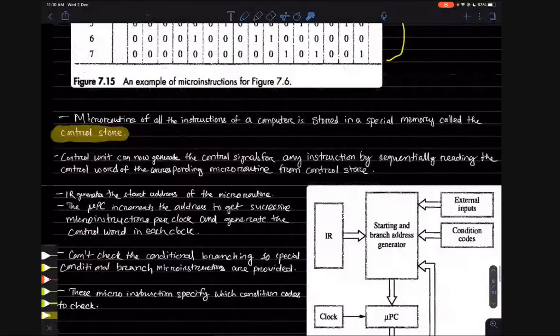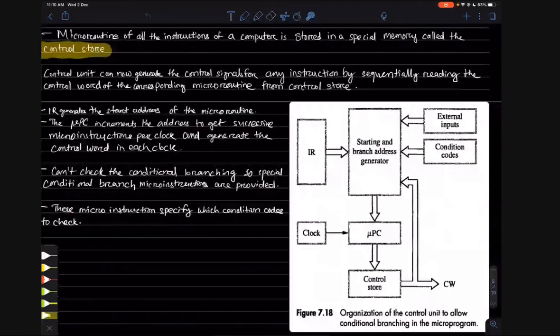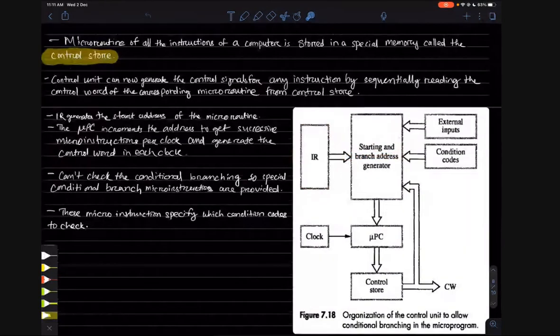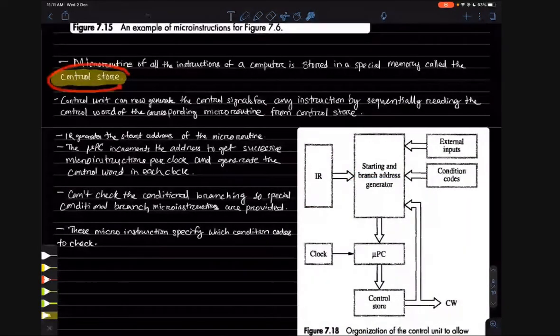So from where will it get the micro routine? From the control store. So this is the hardware organization, a simple one. This is the instruction register. Whenever it sees that there is an addition operation, it will send the starting address for the addition operation. What is the starting address? The starting address inside the control store.